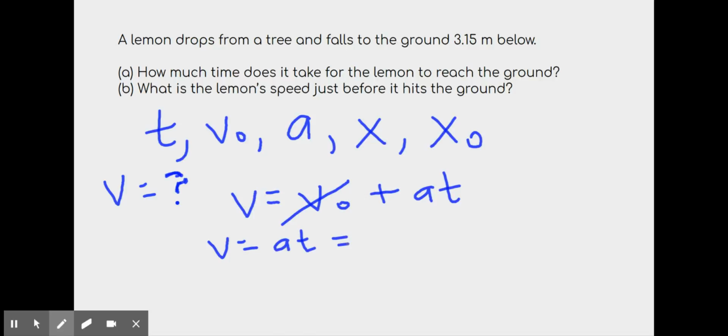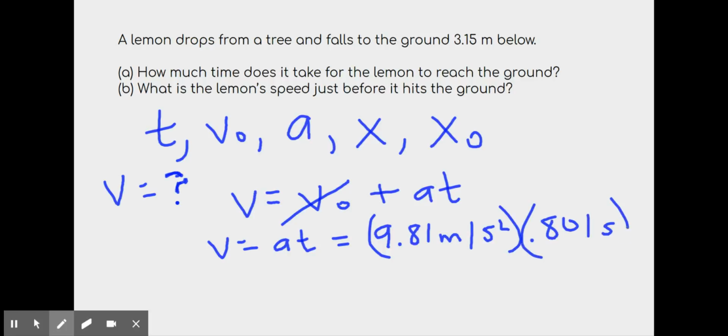Let's plug in what we know there. The acceleration is due to gravity, so that's 9.81 meters per second squared. And the time, which we just calculated, is 0.801 seconds. So that final velocity is going to be equal to 7.86 meters per second, and that is to the correct number of sig figs.